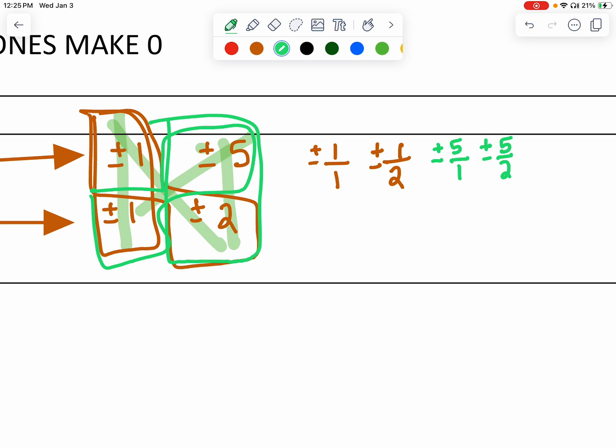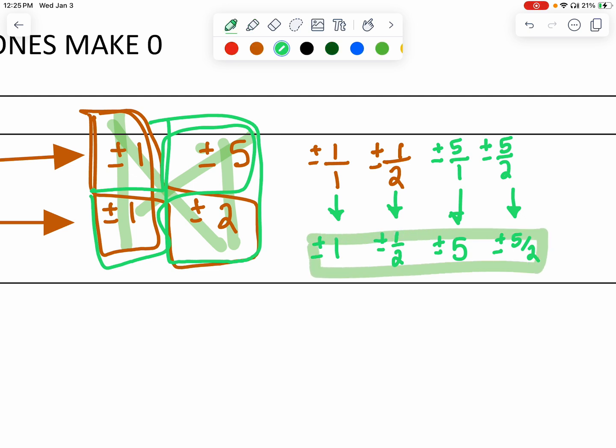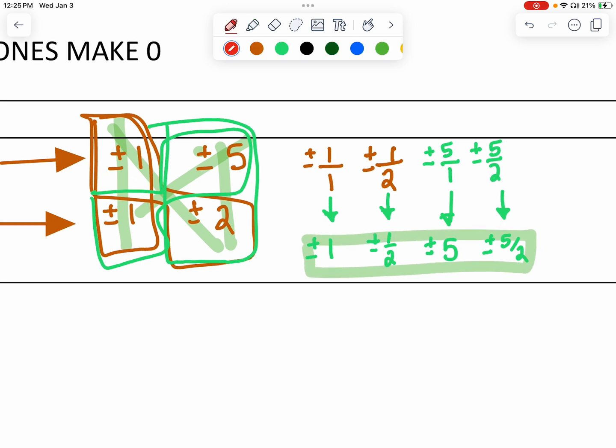So this means this reduces to trying positive and negative 1. This reduces to trying positive and negative 1/2. This reduces to positive and negative 5. And this reduces to positive and negative 5 over 2. So here's all my possible rational roots. I'm going to write the word possible next to that.